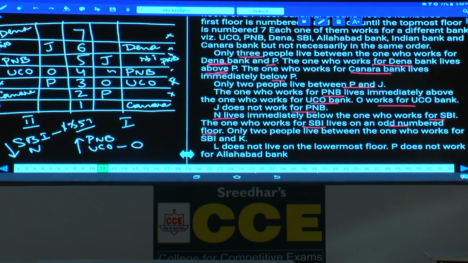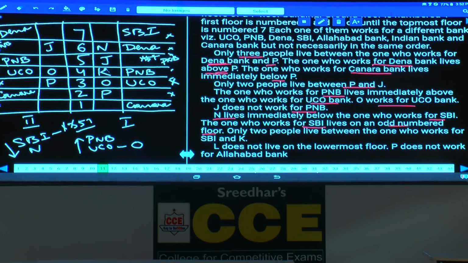Hence, SBI cannot be on the 5th floor, SBI must be on the 7th floor. If SBI on the 7th floor and N must be immediately below this one, N must be on the 6th floor. And between SBI and K, how many persons should be there? 2 persons. Hence, K must be on the 4th floor. Done with this? Where should this K? K must be on the 4th floor.